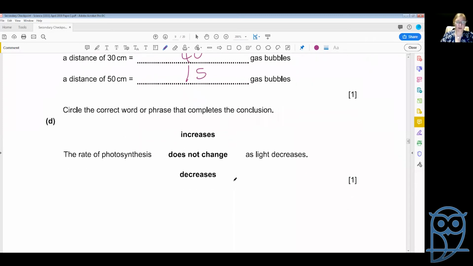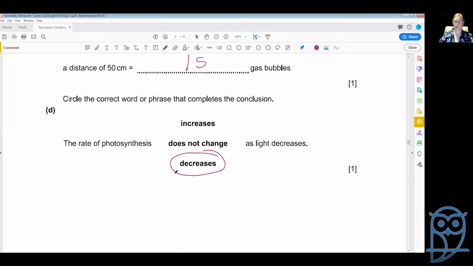So circle the correct word or phrase that completes the conclusion. The rate of photosynthesis increases, does not change, or decreases as light decreases. So as the plant gets less light, the rate of photosynthesis will also decrease because we're getting less bubbles. Okay.